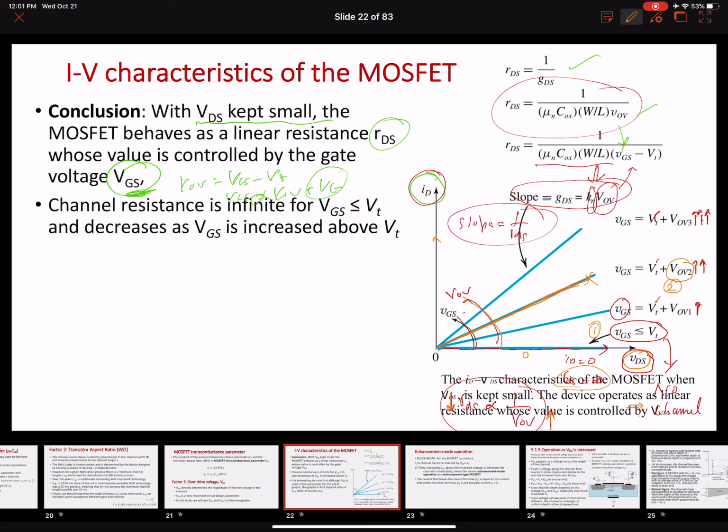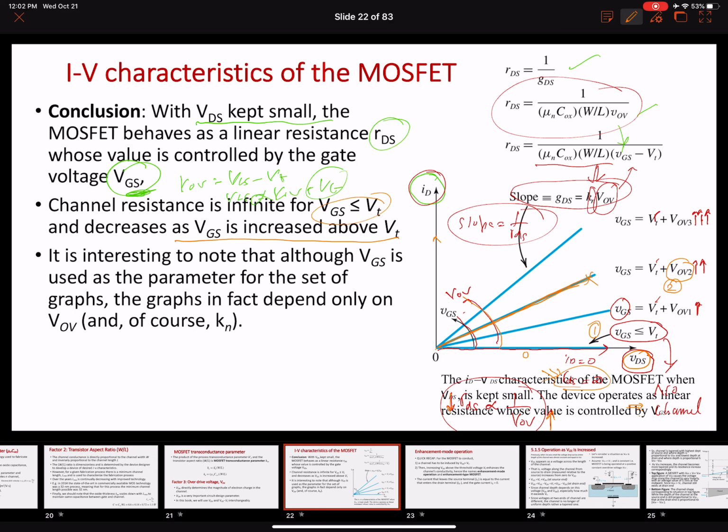Okay. So this is what we have talked about. So channel resistance is infinite. We talked about over here. When the VDS is less than VT, I just wrote it over here actually, right? Okay. And it decreases as the VDS is increased above the threshold voltage, right? And we also talked about this, that as you increase the overdrive voltage, the resistance will reduce. As we increase the overdrive voltage, the resistance will reduce, and the current will increase.